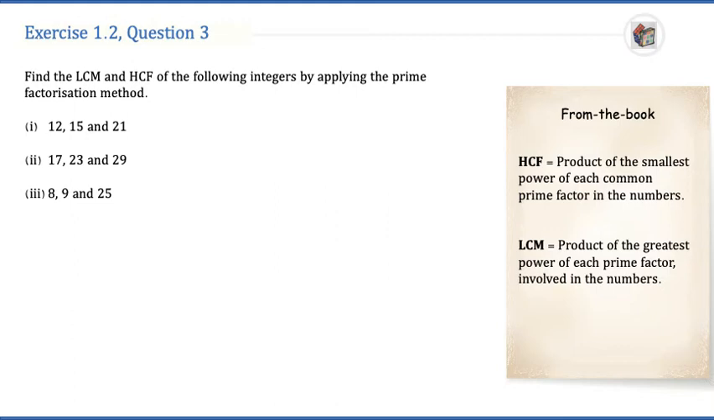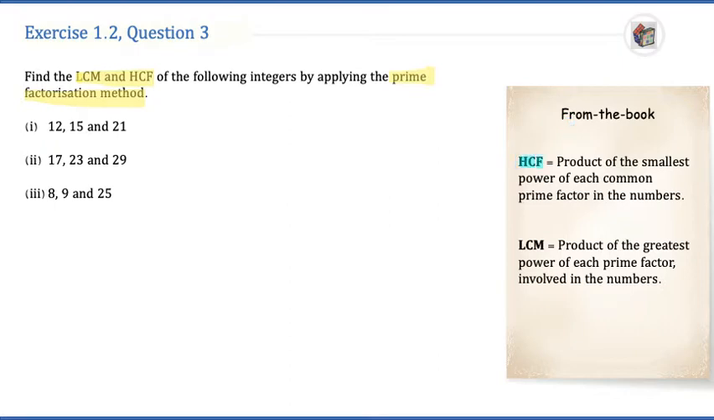Exercise 1.2, question 3. Find the LCM and HCF of the following integers by applying the prime factorization method. That means by just prime factorizing every number and then taking the prime factors with their greatest or smallest powers. We already discussed this in a lot of detail in question number 2. So I encourage you to watch that first, and then this question will be a breeze.